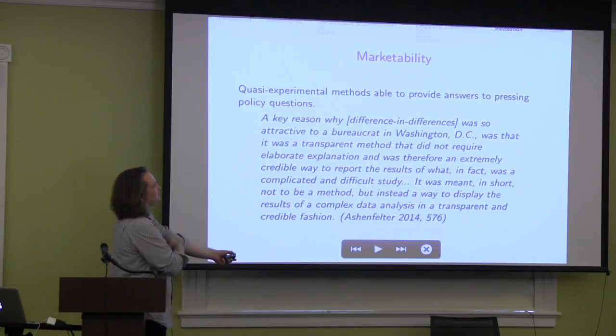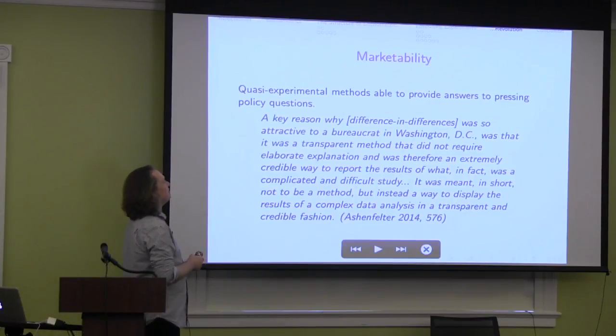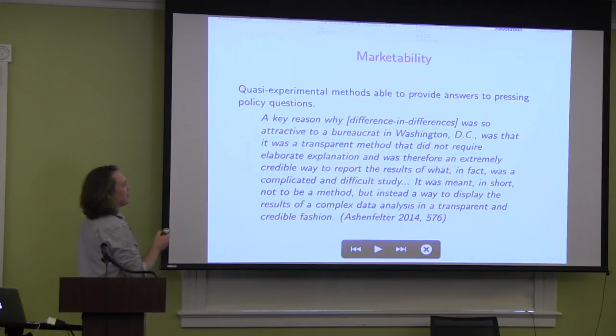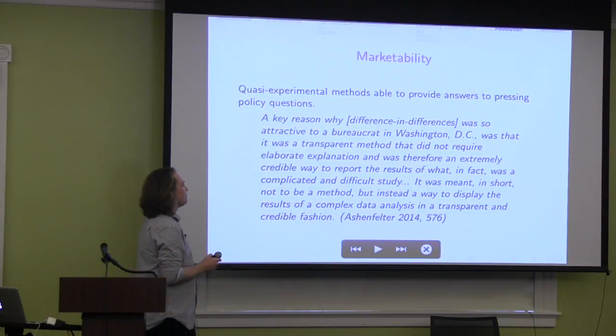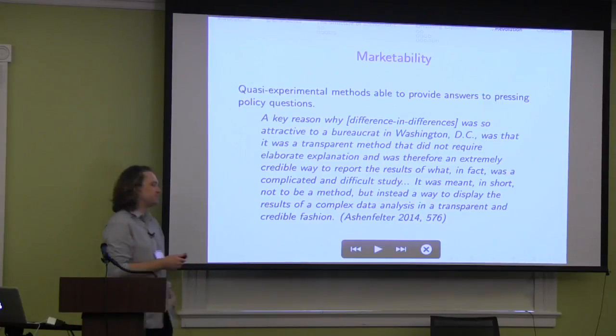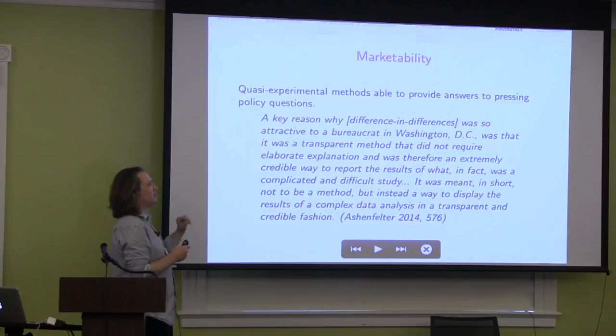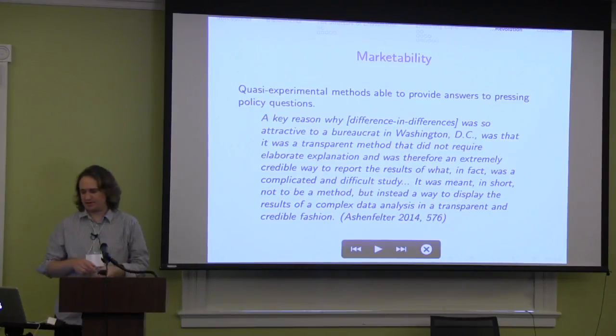Another one which has sort of emerged throughout here is the policy environment and the marketability of these approaches. And this is Ashenfelter again. A key reason why diff and diff was so attractive to a bureaucrat was that it was transparent, it did not require elaborate explanation, was therefore an extremely credible way to report the results of what was in fact a complicated and difficult study. It was meant, in short, not to be a method, but instead a way to display the results of a complex analysis in a transparent and credible fashion. So I think this identification with policy and credibility and transparency is key to it.